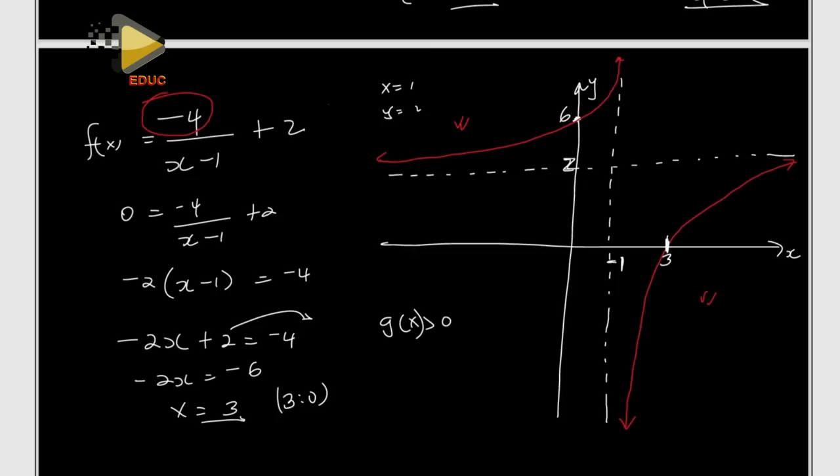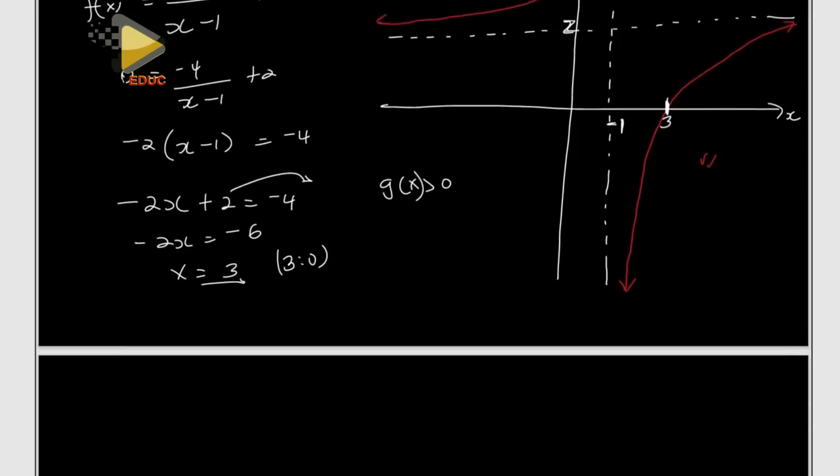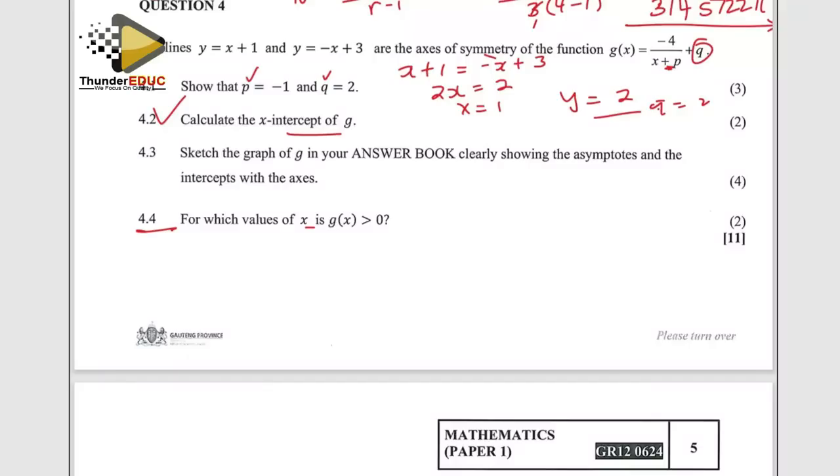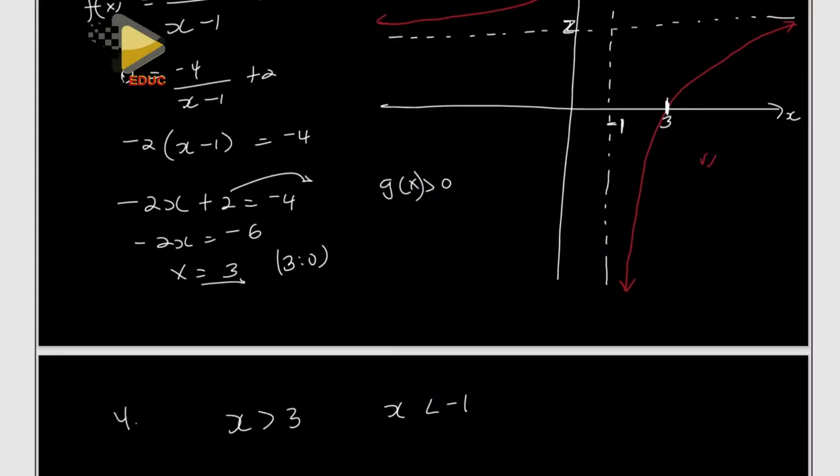Okay, so since we are interested in the graph being above, we can say that x has to be greater than 3. So all the way to the positive infinity, the graph is going to be above the x-axis. And then between -1 and 3, we see the graph below. And then if x is also less than -1, the graph is still above. So just these two conditions are what we needed for question 4.4 for you to get those marks.